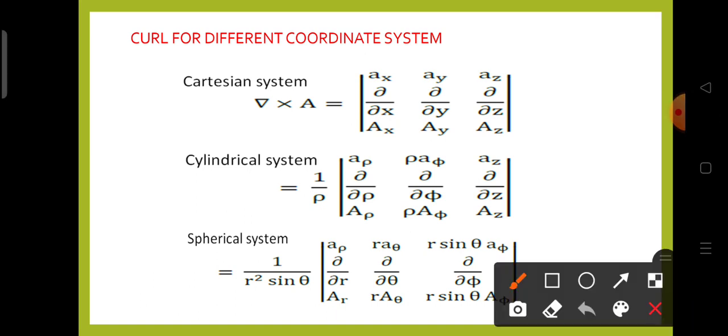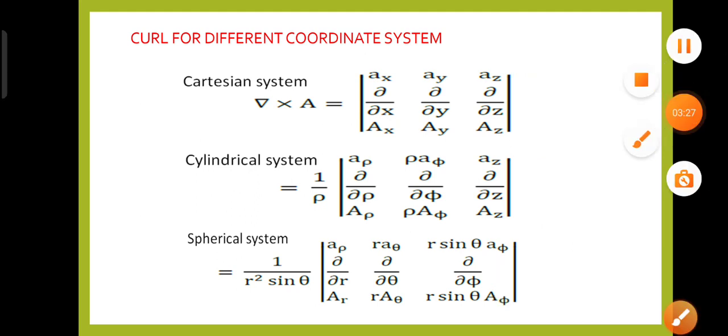Then the factor 1 by r squared sin theta. See the first row: r and r sin theta. If you multiply these two, you will get r squared sin theta. In the cylindrical case, see the first row has rho, so the factor is 1 by rho. In the Cartesian case, no extra element is there, so there is no factor in front of the determinant. This is the way to remember the curl for different coordinate systems.